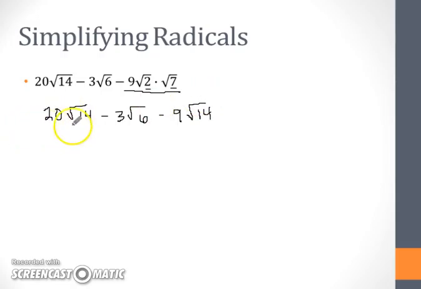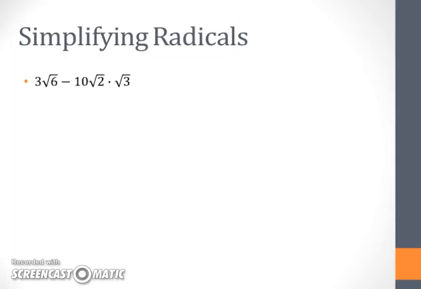Now you can combine like terms. 20 square root of 14 minus 9 square root of 14. Make sure you subtract that 9. 20 minus 9 is 11. So 11 square root of 14, and then minus 3 square root of 6 is how that one would simplify.